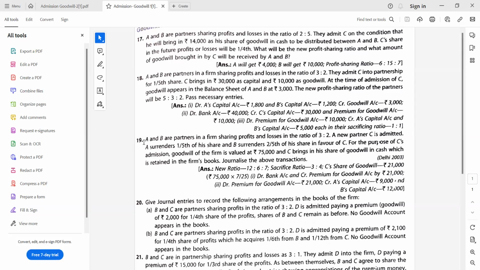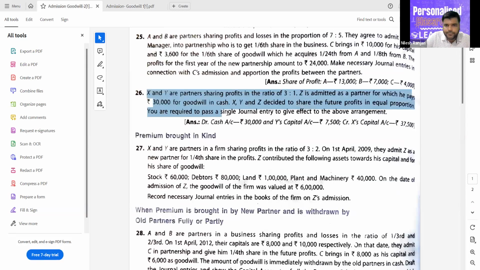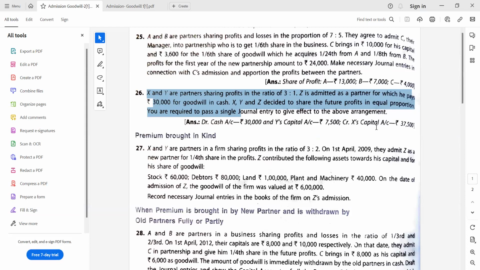The X and Y are partners. Okay, X and Y are partners sharing profit in the ratio 3:1. Z is admitted as partner for which he pays 30,000 for goodwill in cash. X, Y, and Z decided to share the future profit in equal portion. You are required to pass a single journal entry to give effect to the above transaction. So I was a bit confused with this question.